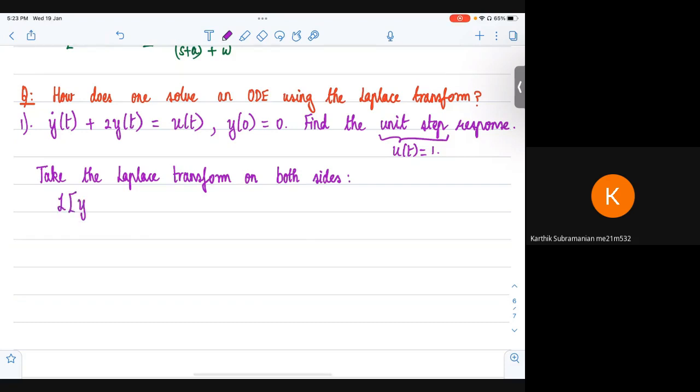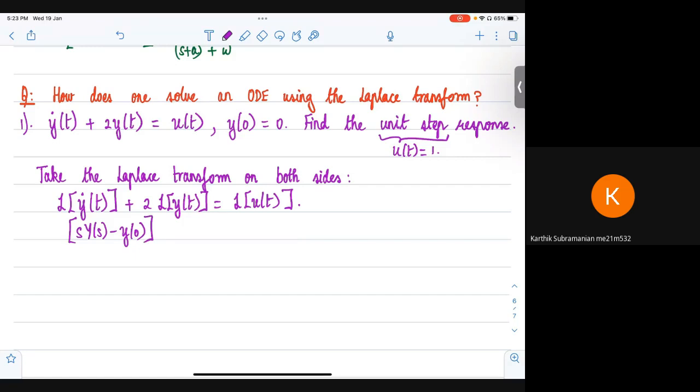Since the Laplace transform is a linear operator, this will become Laplace of y dot t plus 2 times Laplace of y of t plus Laplace of u of t. Okay, so that's what we will have. Now this is s times Y of s minus y0. How did I get this? From the property that we just wrote down. The Laplace transform of the first derivative is s times the function in the complex domain minus the initial condition, y0. So that's what we have.